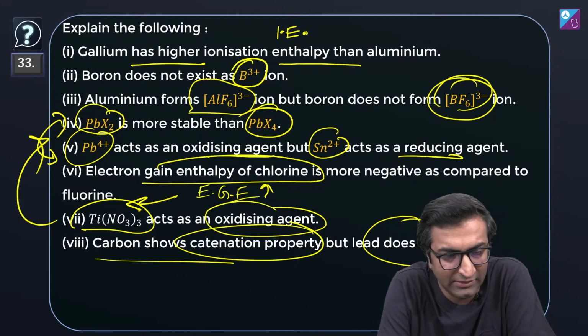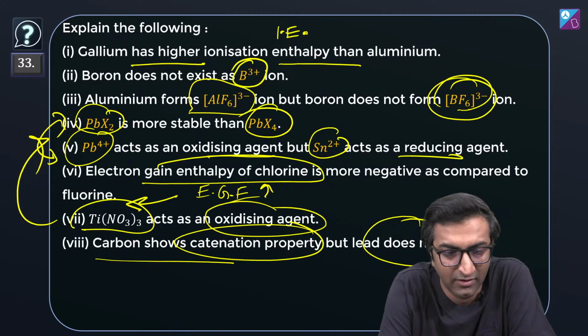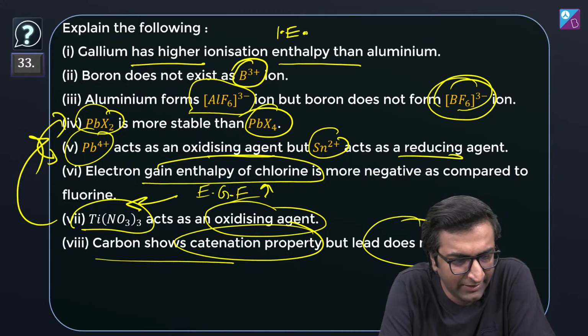अख्तर हुसैन इज सेइंग लैंथनाइड कॉन्ट्रैक्शन की वजह से ए भी हो सकता है. बट लैंथनाइड आया कहां अख्तर? गैलियम तो is just below aluminium, right?